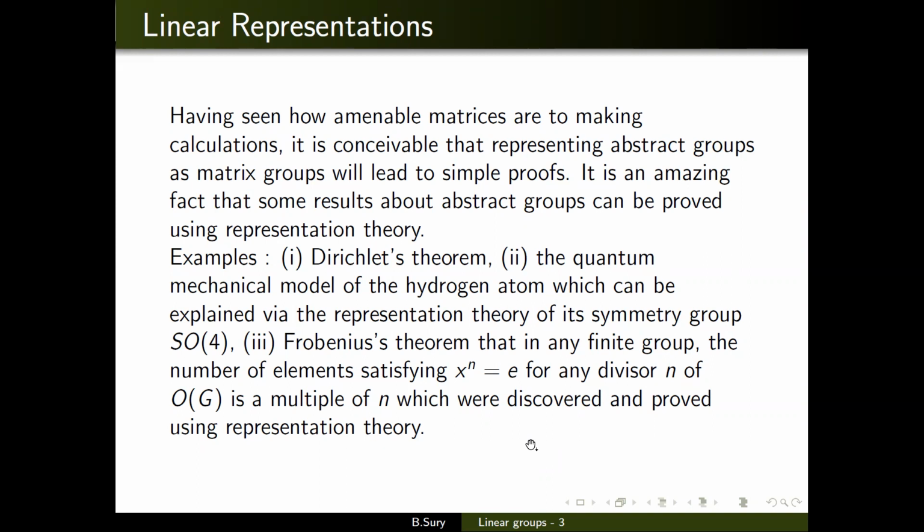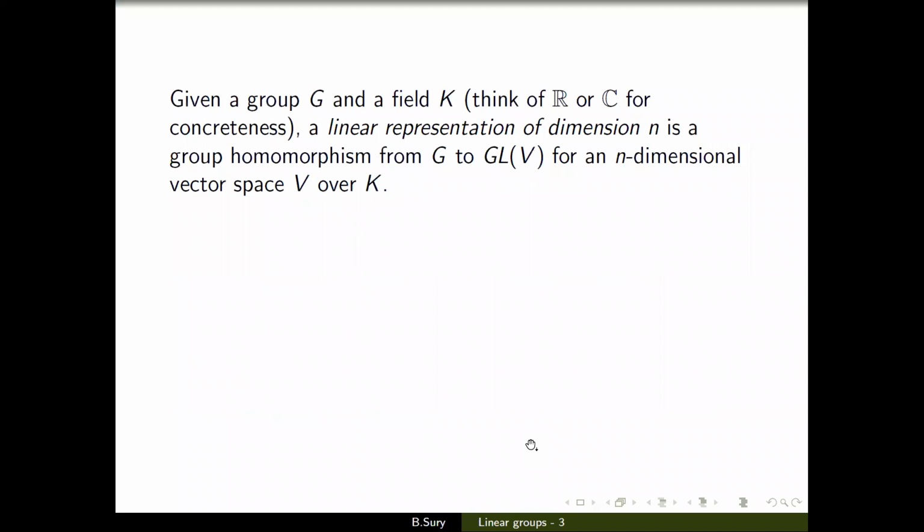So representation theory plays a role in very basic ways. What's a representation? Let me again recall, which you might have seen in earlier lectures. Given a group G and a field K, often you think of R or C for concreteness. Many times you can think of a finite field, or some other field, depending on your taste. Depending on what field you take, you get more and more special things about representations. A representation is simply a homomorphism from G to invertible linear transformations on an n-dimensional vector space. This finite dimension is what we are always looking at: finite dimensional representations.